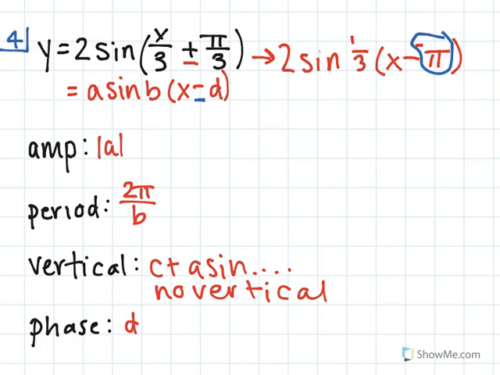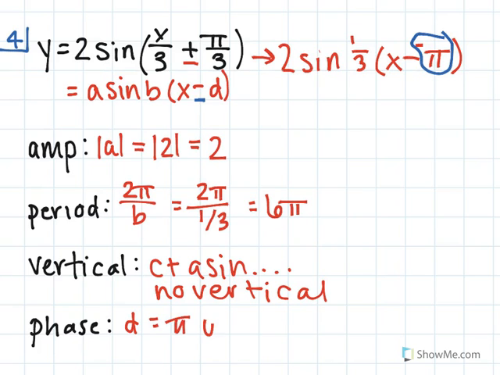Going back to the problem, our amplitude is the absolute value of a, so the absolute value of 2, which is 2. Our period is 2 pi over b, so 2 pi over 1/3, which is equal to 6 pi. Our vertical translation we determined wasn't there, and our phase shift is going to be pi units to the left because we have that negative pi up here. So if your d is negative, that's indicating a phase shift to the left. If it's positive, then it's a phase shift to the right.